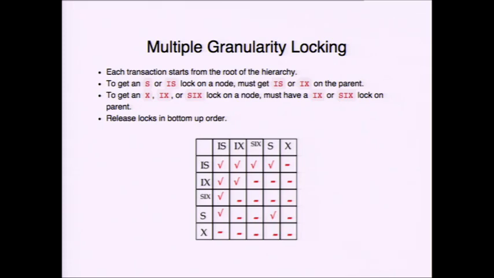So that means that you can think about it this way. If you have an IS lock, then you can get another IS lock. But if you have an IS lock, you can't get an X lock, right? So basically, you can think of the column as what you already have, and the row is what you can get, or vice versa. Yes, at this level of granularity. This is at one level of granularity.